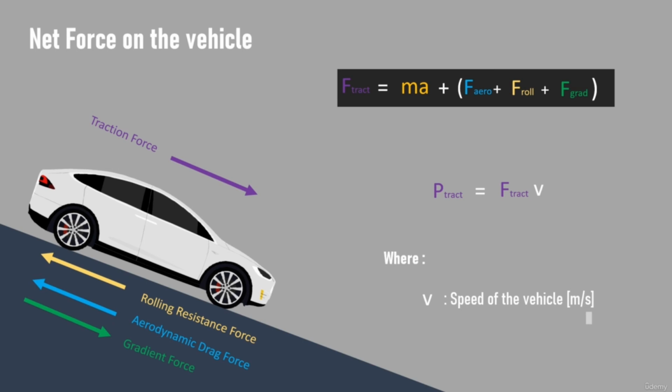To conclude, the forces acting on the vehicle when it's driving consist of the rolling resistance force, the aerodynamic drag force, and the gradient force. The drivetrain provides the traction force, which can be controlled to change the vehicle acceleration and hence the speed.